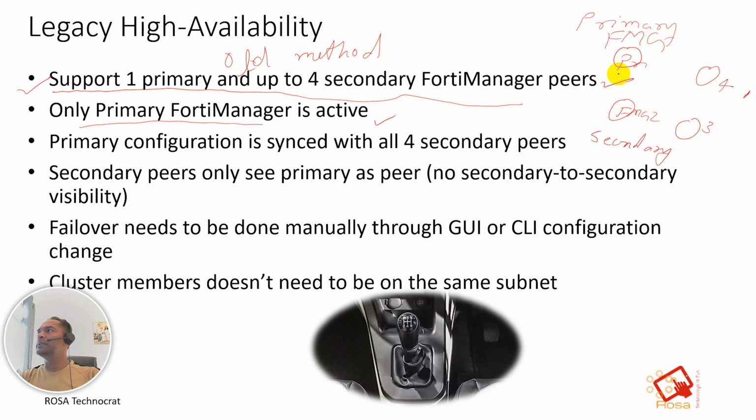Only one primary manager is active, so only this FortiManager will be the active one and the rest will just hold. Secondary peers only see the primary as a peer. That means everyone sees only the primary. They don't know about each other. So FortiManager 2, 3, 4 don't know there exists another FortiManager or different boxes. They only know about the primary. Failover needs to be done manually through GUI or CLI configuration change, and cluster members don't need to be on the same subnet because this is layer 3 reachability between all the peers.